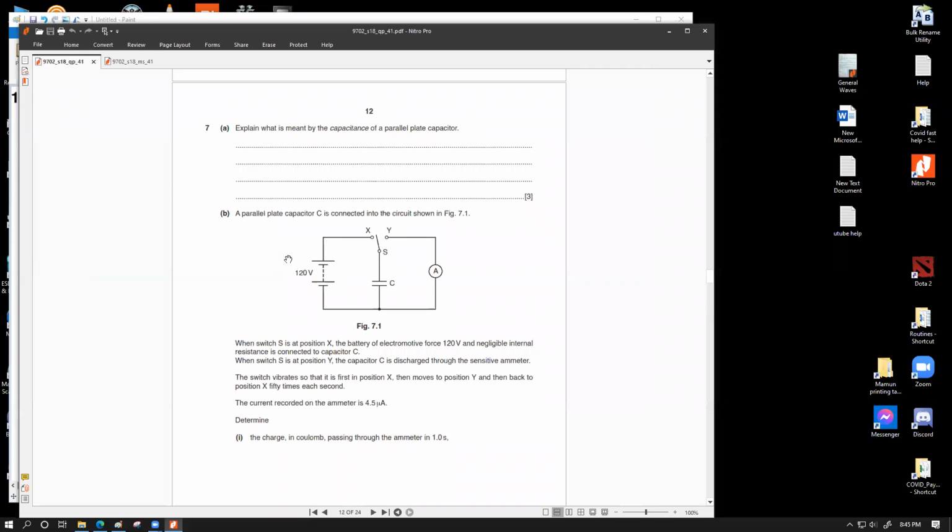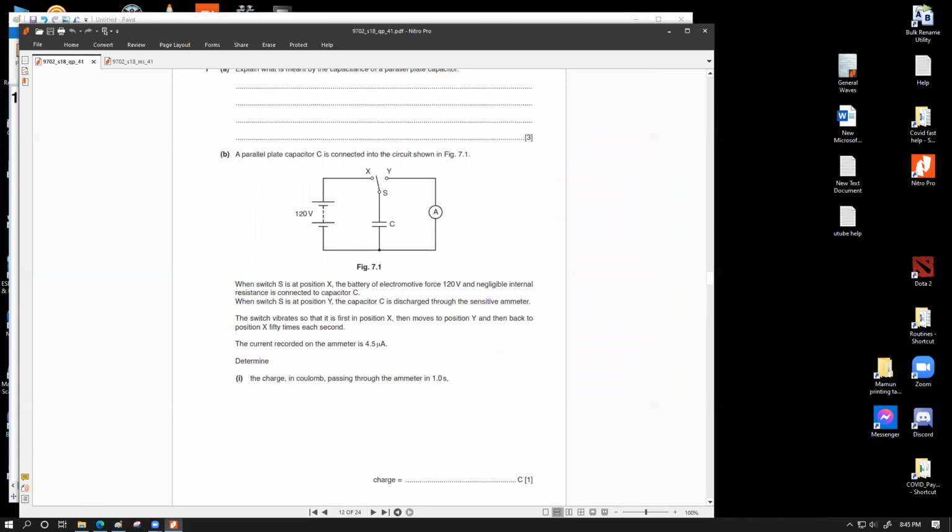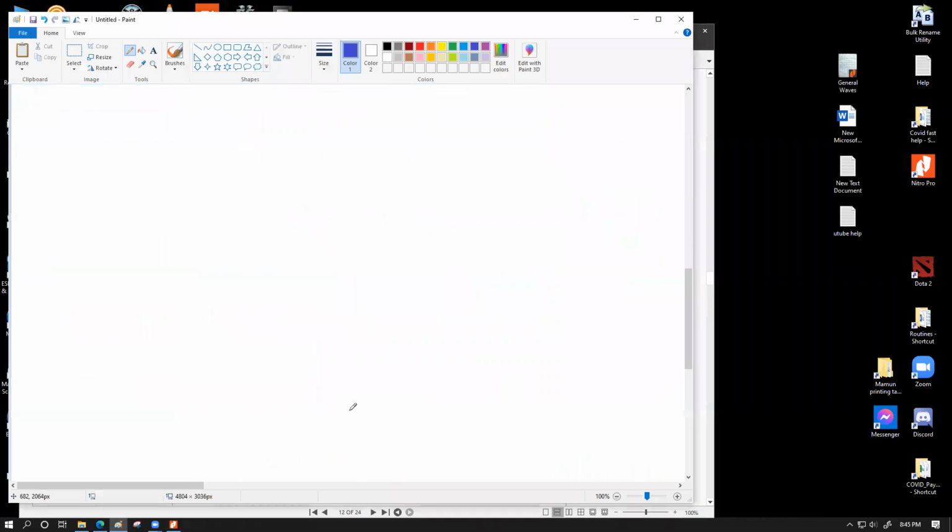Sir, could you repeat why current is half when total capacitance is half? Sure, I can write it. You understand why the capacitance would be half? Yes, sir. They're both in series.